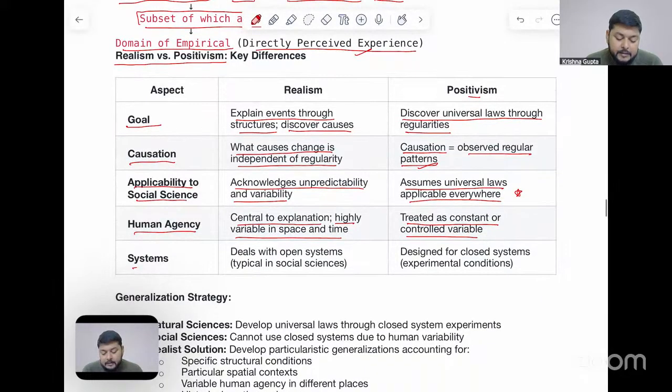Under the systems part, we can see it deals with the open system, that is realism, typical in social sciences, while positivism is designed for closed system experimental conditions only.